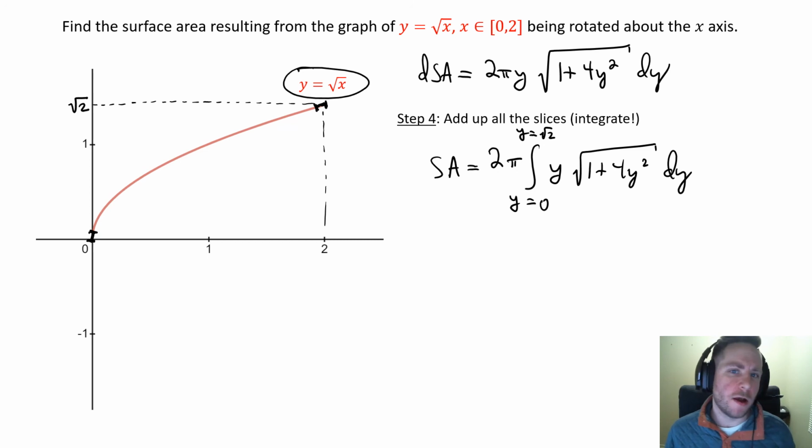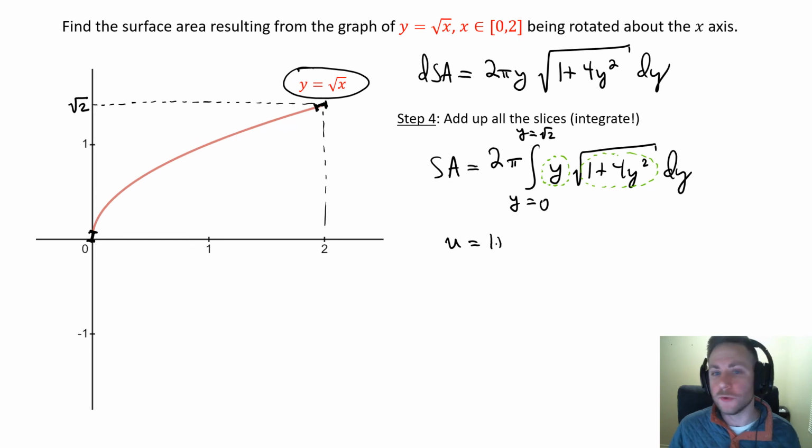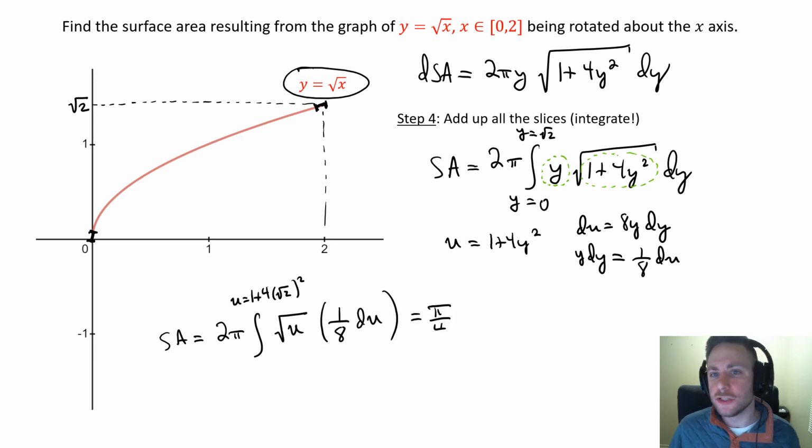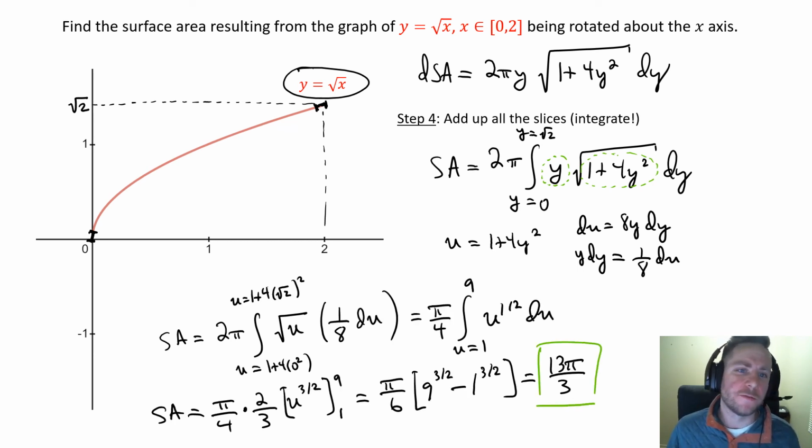Pause and think about how to do that, and when you're ready, let's look at the correct method. The key to solving this one is to look at the inside part of the square root and notice that the derivative of that inside part looks very similar to the factor of y that we see in the front. And when you notice that pattern, when there's something inside whose derivative appears as a factor, that's a good indication that a u substitution will do the job. And sure enough, you can check that the details of that substitution do work out pretty nicely and provide us with a final answer of 13 pi over 3 square units, just like we got before.